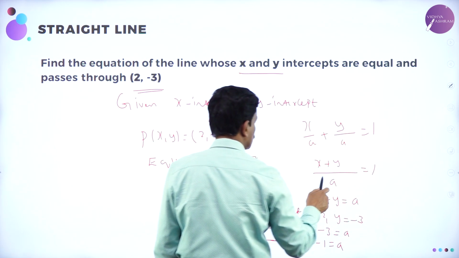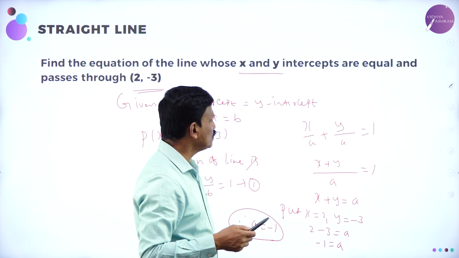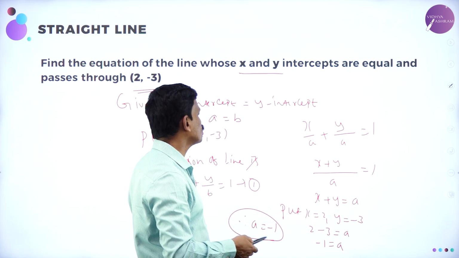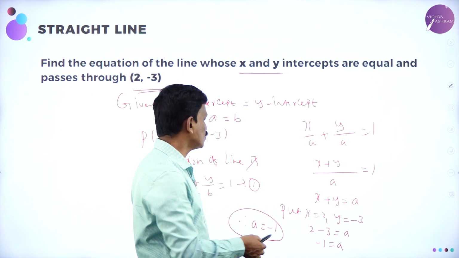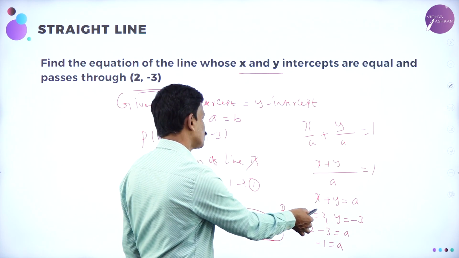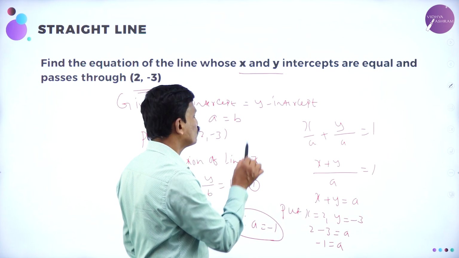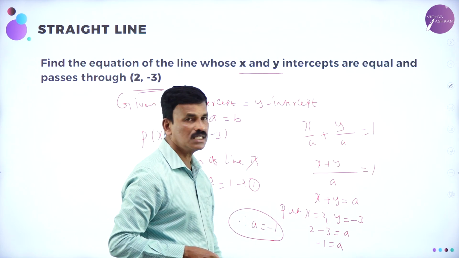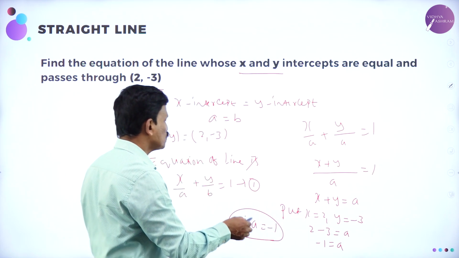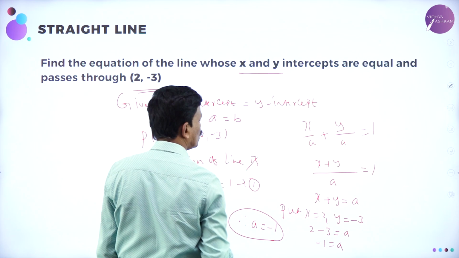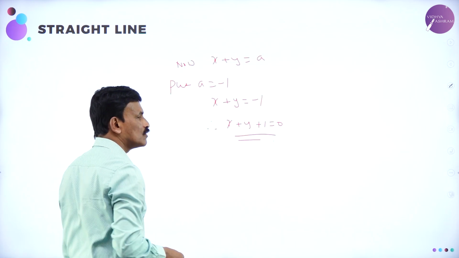Substitute here, you will get x by a plus y by a is also equal to 1. X plus y is equal to a. Put x is equal to 2 and y is equal to minus 3, the given point. 2 minus 3 is a is equal to minus 1. Substitute this, a is equal to minus 1 here. So x plus y is equal to minus 1.